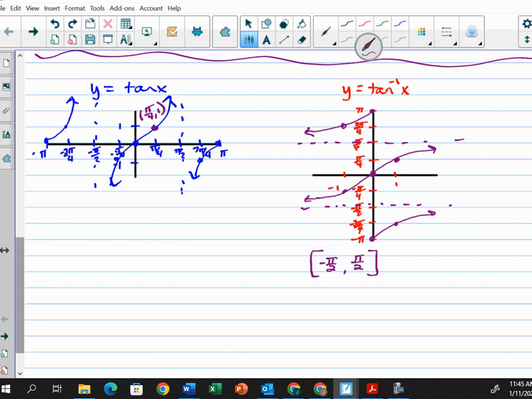All right, anybody need more time on the graphs? Again, not a graphing unit, okay?